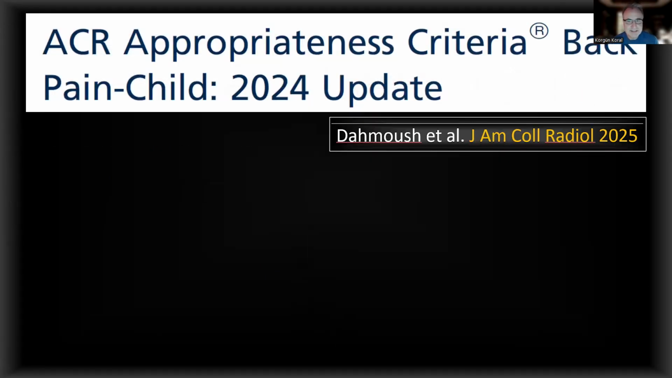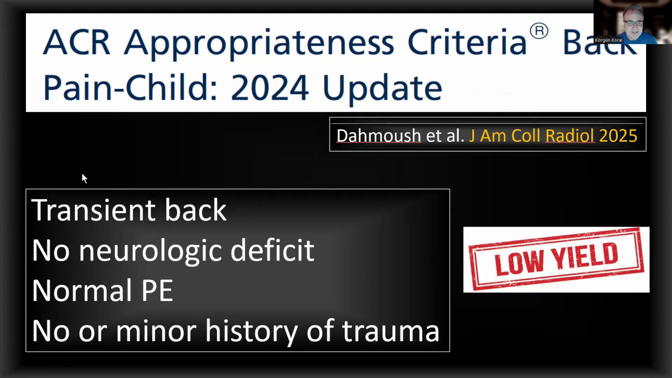This year, ACR published the appropriateness criteria for back pain in a child. And it's a helpful document. They provide scenarios where which imaging modality should be used, if at all, from the least severe to most severe. I think they have 7 scenarios in the paper. I highly recommend it. But if there is only transient back pain and there are no neurologic deficits, the physical examination is normal, if there is no history or minor history of trauma, the yield from imaging is low. So probably one should entertain these factors prior to starting the imaging examination.